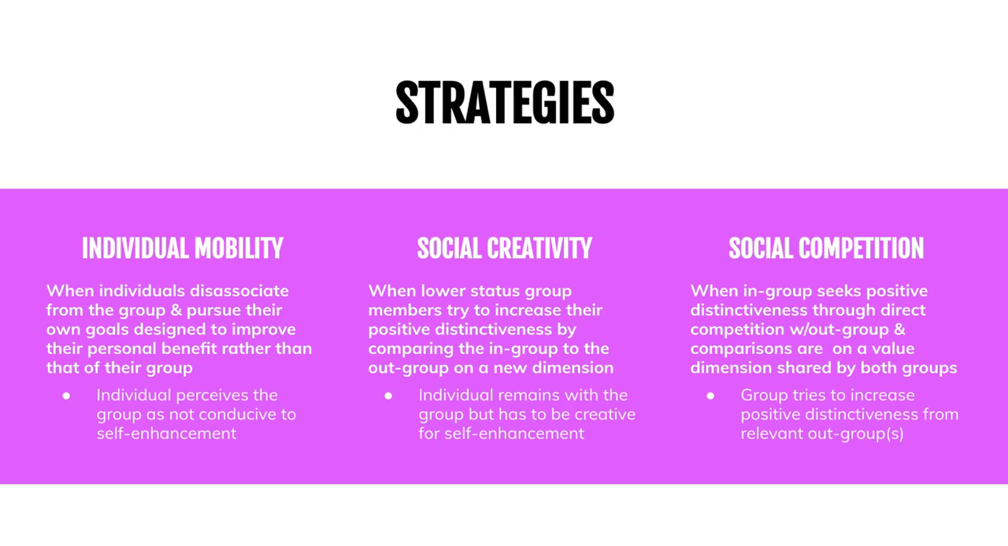So again, it's an existing thing, and we all have this characteristic, but we're just better at it. Let's say a basketball game, where you have two teams and we're all athletes here, but our team is just better than your team. So it's making these comparisons on an existing dimension. The group tries to increase this positive distinctiveness from the relevant out group or relevant out groups. And so again, this doesn't really occur when there aren't out groups present.